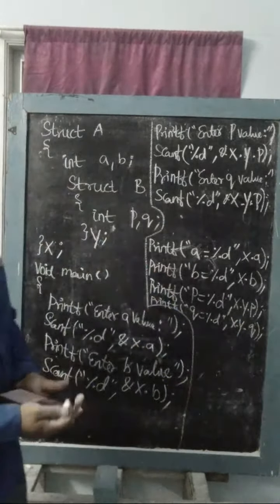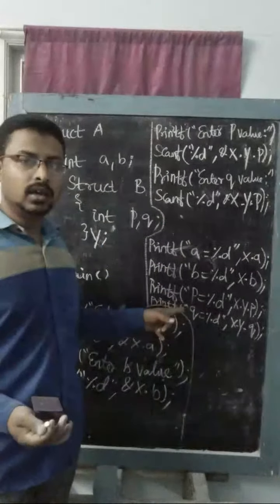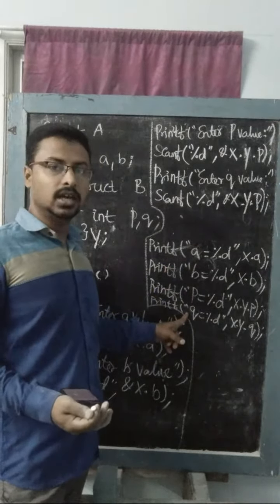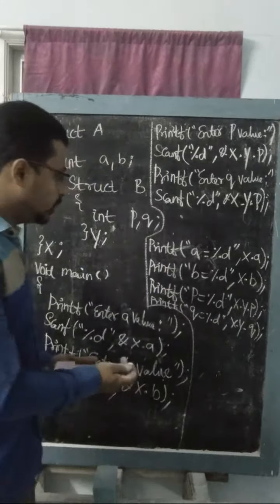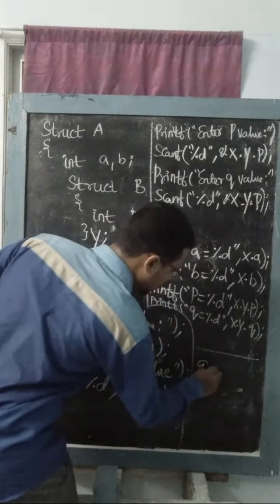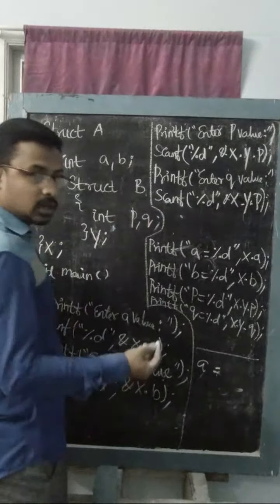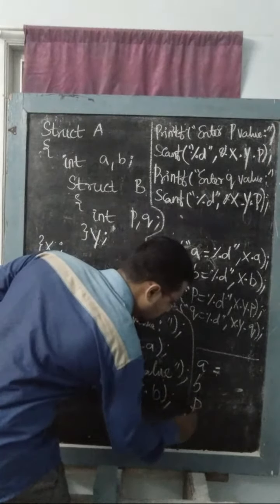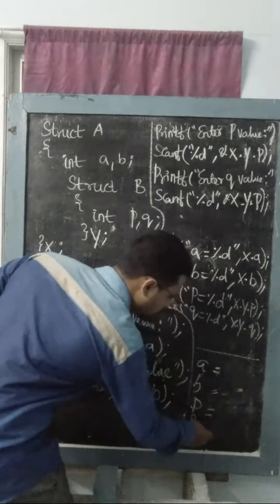You just use slash n for each and every line, slash n here, slash n here, slash n, and then slash n. If you are using slash n, the output will be A. If you are giving any value to A it will be printed, and then B, and then C, sorry, and then P, and then Q. Likewise, it will be printed.